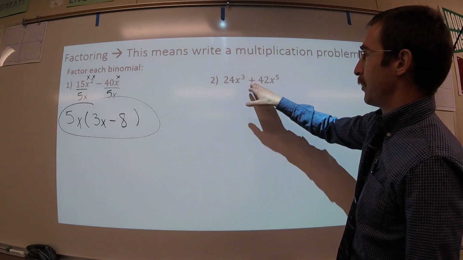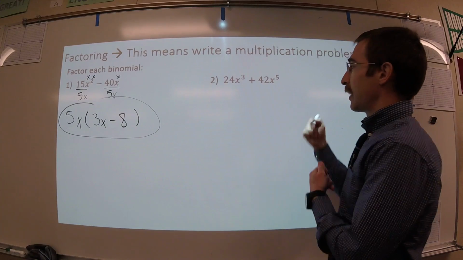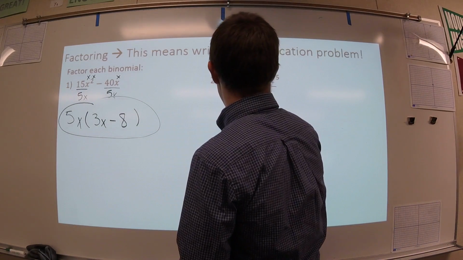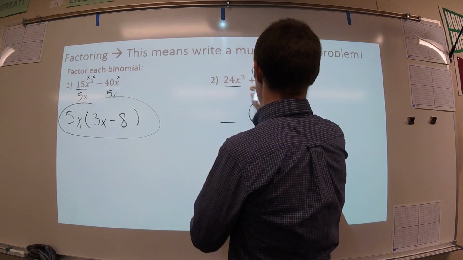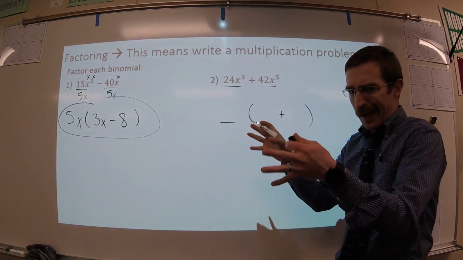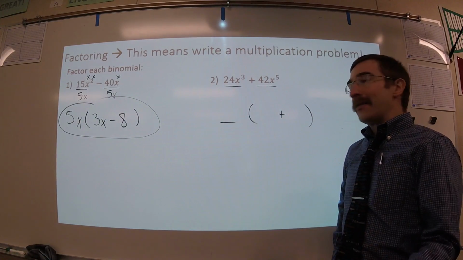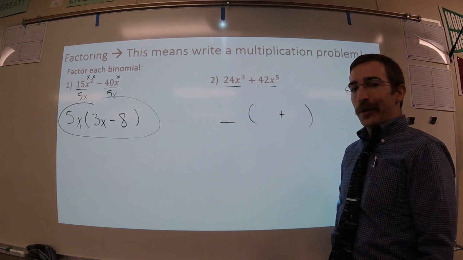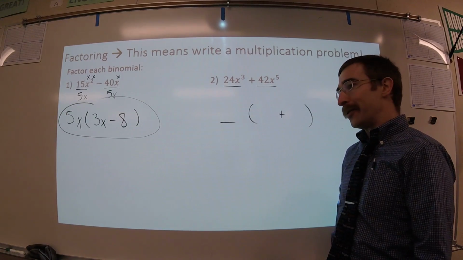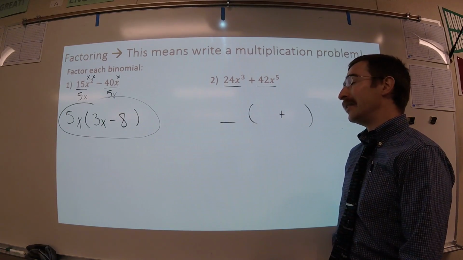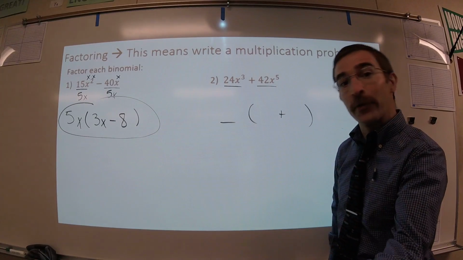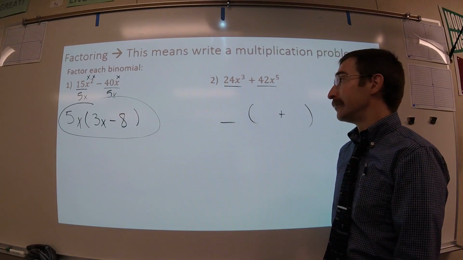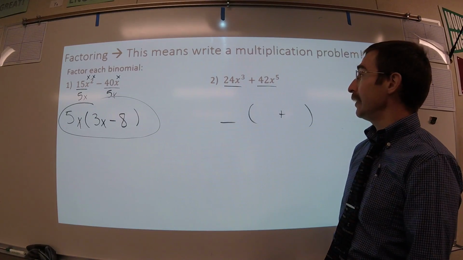So 24x to the third plus 42x to the fifth. We look at it and say, hey, what can we divide out of both of them? I'm just gonna put a plus there. Well, 24 and 42. What goes into 24? We got 1 and 24, 2 and 12, 3 and 8, 4 and 6, right?